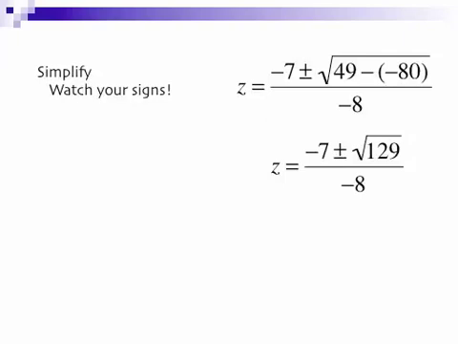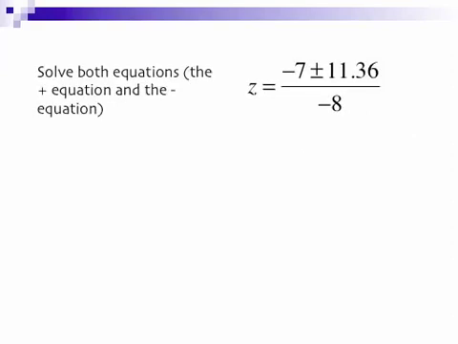Now at this point, we need to make sense of this little plus or minus sign. What that really means is that there are two separate equations shown here. One of them is the plus equation, and one of them is the minus equation. In order to make the arithmetic a little easier, I'm going to rewrite the square root of 129 in its decimal form. I do that on my calculator, and I see it's approximately 11.36. Now, I'm going to break this into two equations, the negative 7 plus equation and the negative 7 minus equation.